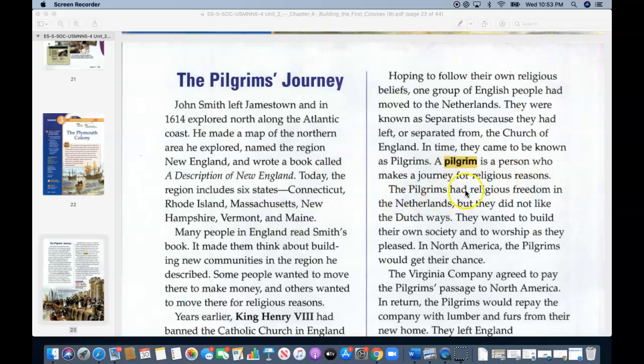The Pilgrims had religious freedom in the Netherlands, but they did not like the Dutch ways. They wanted to build their own society and to worship as they pleased. In North America, the Pilgrims would get their chance.